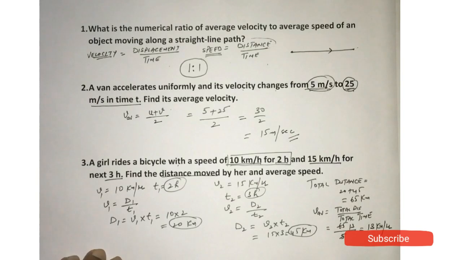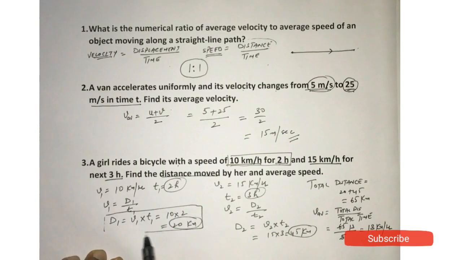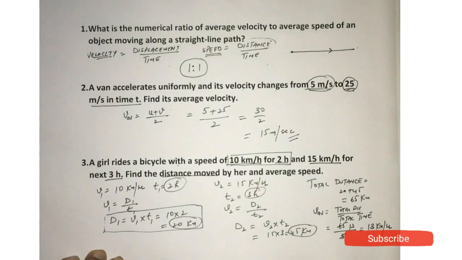Fine. I am repeating again. The question was, a girl rides a bicycle with a speed of 10 kilometer per hour for 2 hours. So we have calculated distance in the first case. D1 becomes V1 into T1, so the first distance is 20 kilometers. Second case, 15 kilometer per hour for the next 3 hours. So time is 3 hours, and the second distance becomes 45 kilometers. Total distance becomes 45 and 20, that is 65 kilometers.